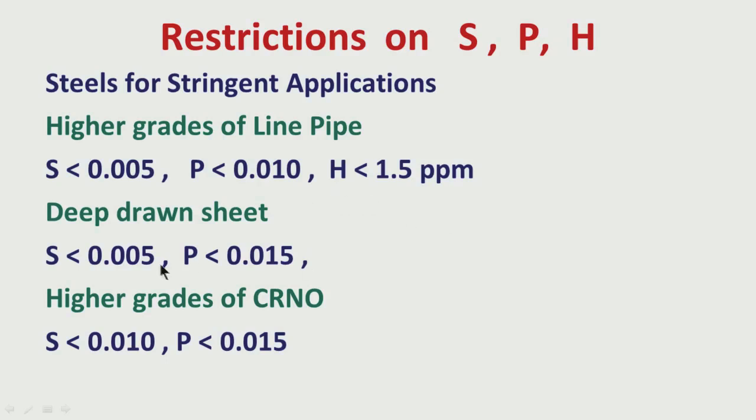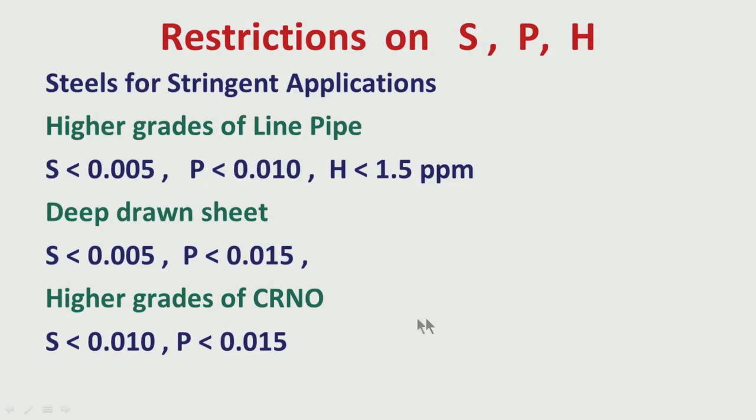Deep drawn sheet, sulfur again has to be less than 0.005, phosphorus less than 0.15, that means slightly more phosphorus can be tolerated. In line pipe steel, phosphorus cannot be tolerated very high, because phosphorus and sulfur will create central segregation and a lot of quality problems. Hydrogen, there may be hydrogen cracks if hydrogen is more than 1.5 ppm. So we have to be very careful on these counts.